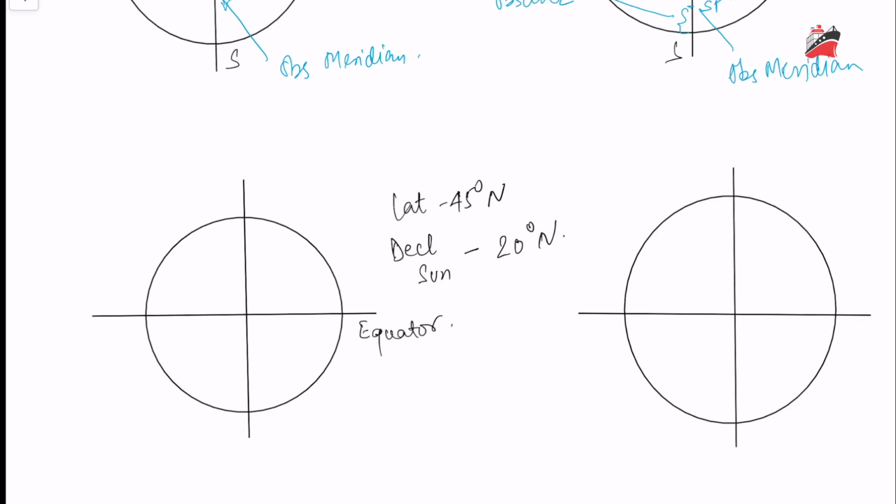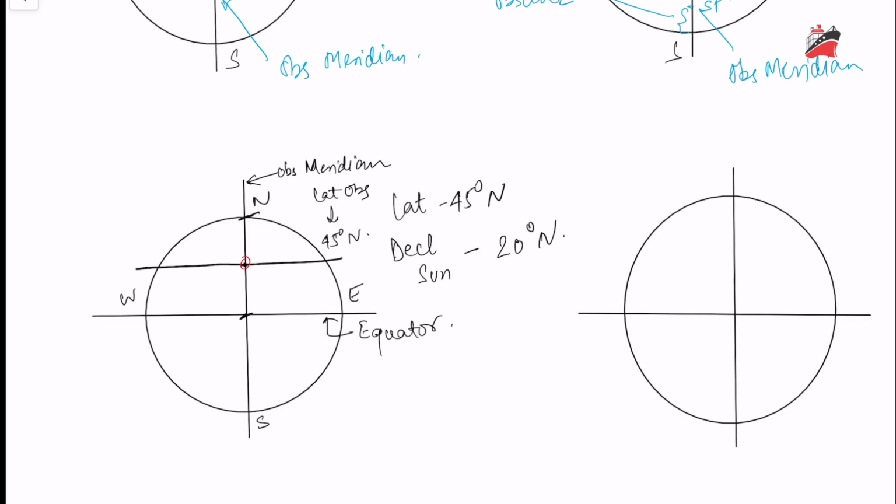So this is the equator. North, south, this is east, and this is west. Now 45 degrees will be somewhere in between this mark and this mark. Let us consider it is here. So I draw this latitude as 45 degrees north, and this being the observer's meridian, and this the latitude of the observer. So here is the observer.